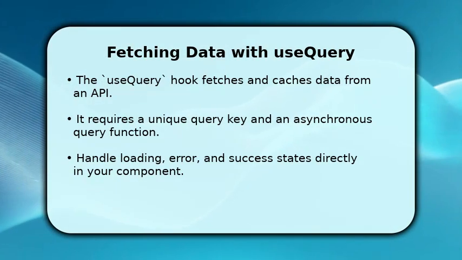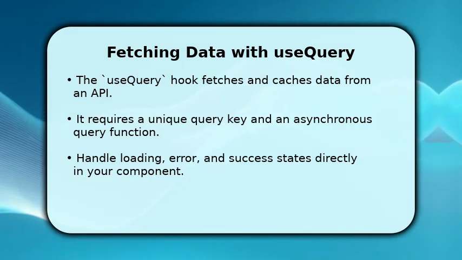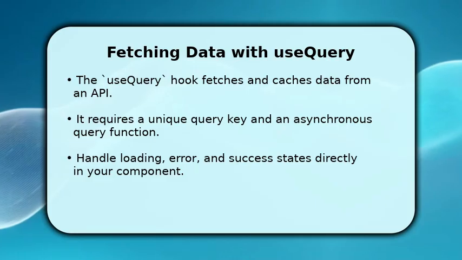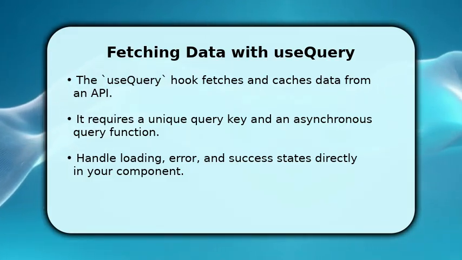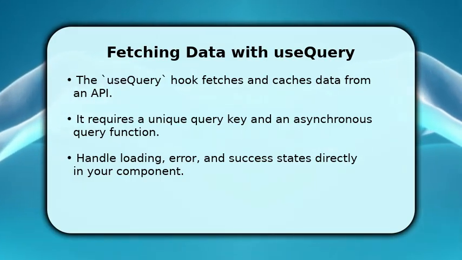Now, let's dive into fetching data using the useQuery hook. This is the core of TanStack Query for retrieving information. You provide a unique query key, which is typically an array, and an asynchronous function that fetches your data. TanStack Query then manages the loading, error, and success states for you, automatically caching the results. This approach significantly streamlines your data fetching logic, making it much more manageable.